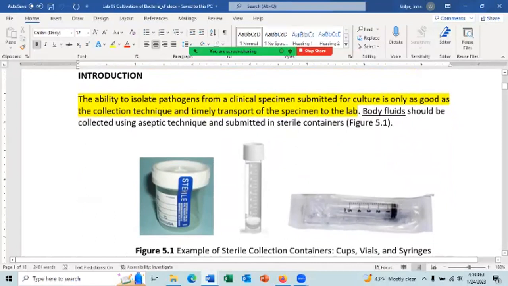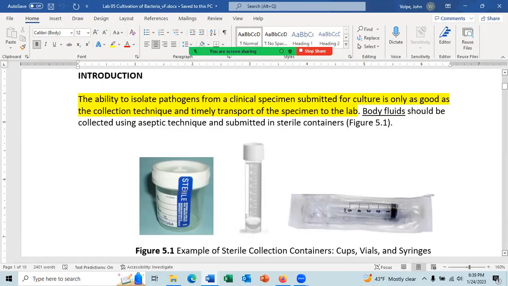The ability to isolate pathogens from a clinical specimen submitted for culture is only as good as the collection technique and the timely transport of the specimen to the lab.